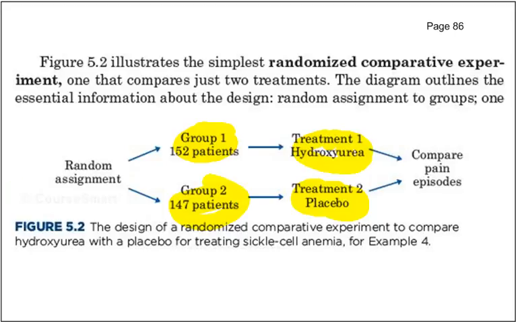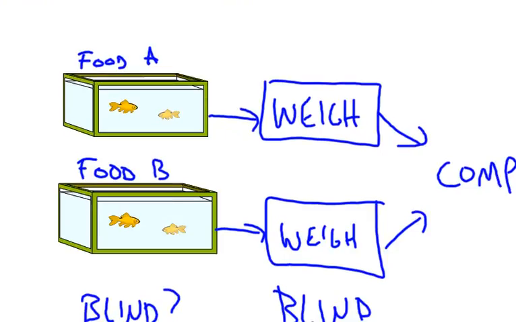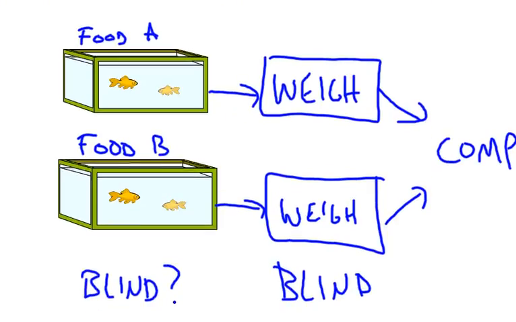Now, if we go back to the fish example, of course, the fish don't know what food they're getting. They don't understand this. So in this case, I wouldn't need to be double blind because the fish already don't know what's going on. But in this example, I would want to be single blind because I would not want the person weighing the fish to know which fish received which food.